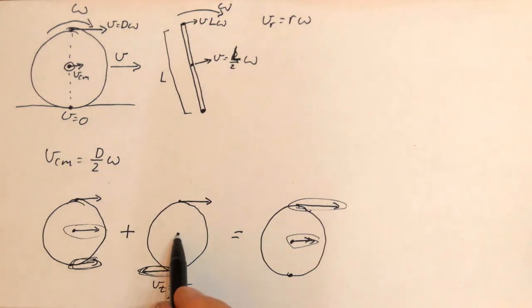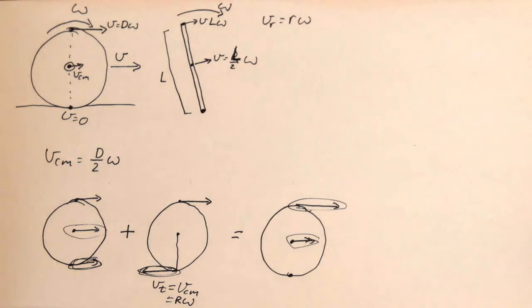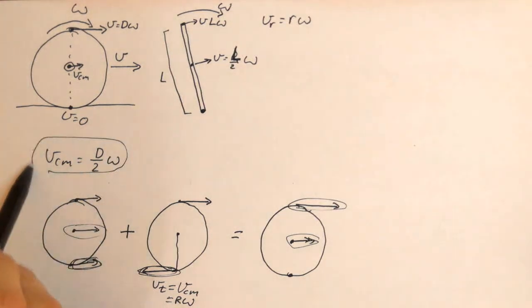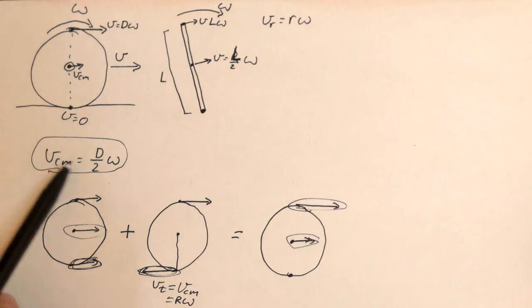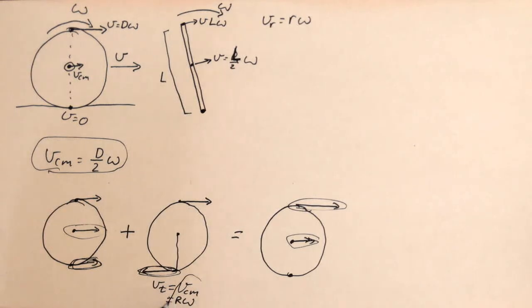where r is the distance from the pivot point, which is, in this case, the center, times omega, okay? And what we said up here was that the center of mass speed is equal to d over 2, which is just the radius of the wheel. So we have matched it with these two models. Okay, so this picture here is an accurate way of describing how this really works.